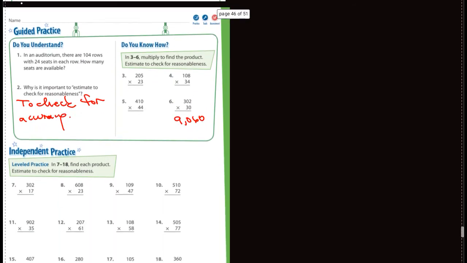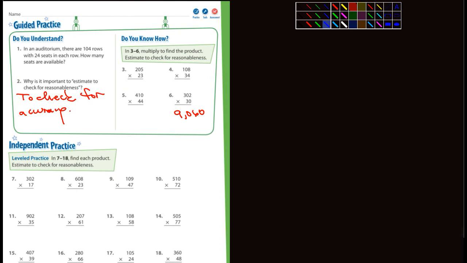Let's go to the guided practice here. And again, you've seen some notes here that I've left on from my previous recording. Number 1 says, in an auditorium there's 104 rows with 24 seats. How many seats are available? Well, let's do that. So it's 104 times 24. And I'm using the standard method.